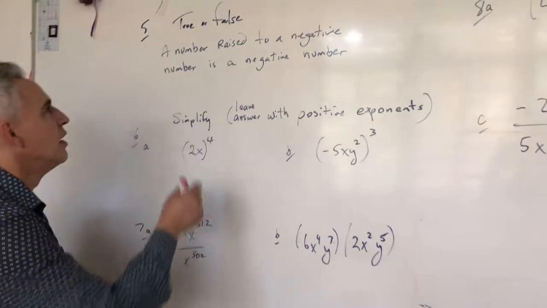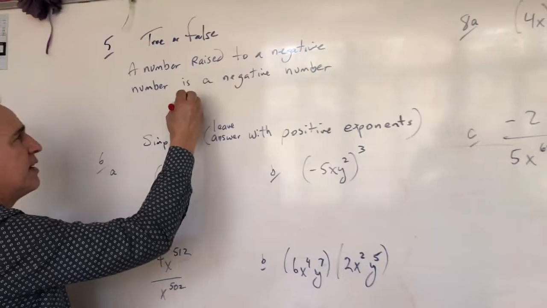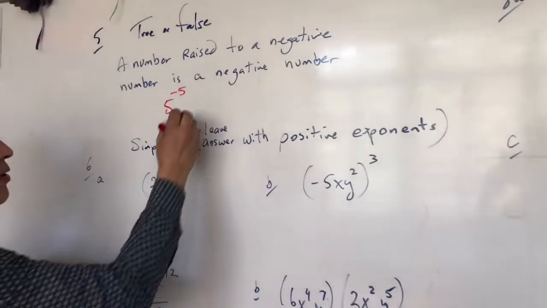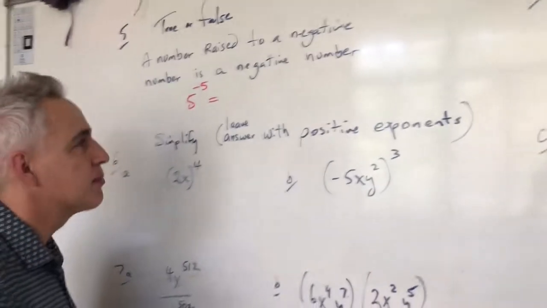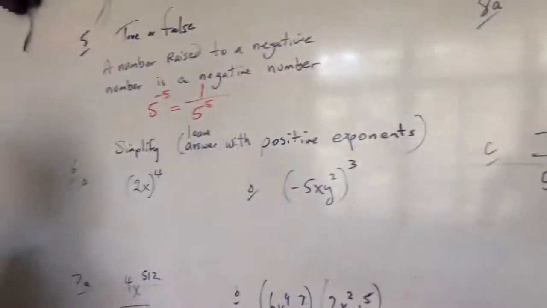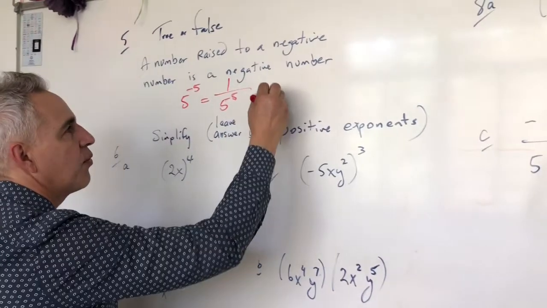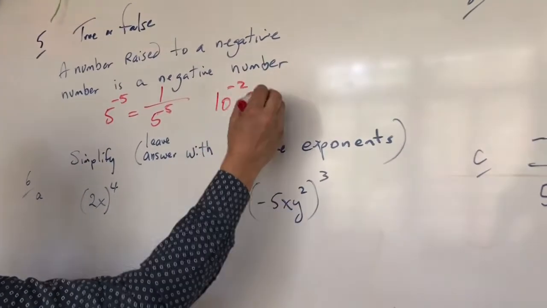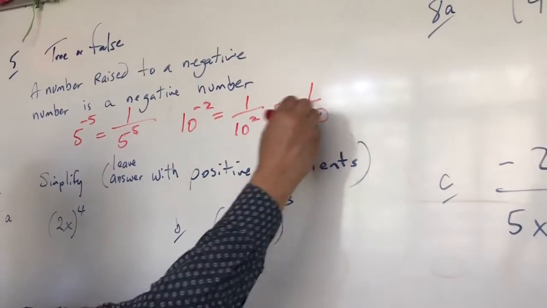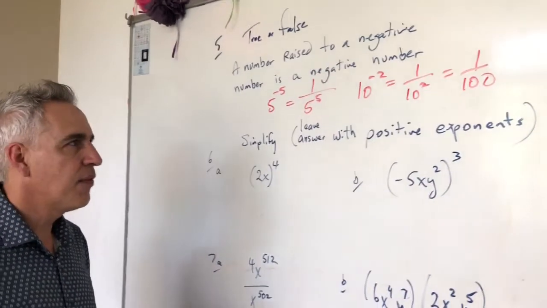Look, watch. Let's take 5 to the negative 5. Well, as you know, from the 1 over principle, this is 1 over 5 to the 5th. Guess what? That's positive. Let's take a quicker and easier example. 10 to the negative 2 is 1 over 10 squared, which is equal to 1 over 100. And that's positive. So be careful.